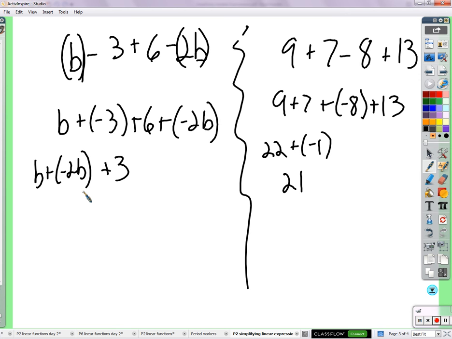What's b minus 2b? Negative 1b plus 3. Now, we can put b's together to get negative 1b? Yes. Why? They're the same thing. What are these? B's. What are these? B's. Can I put b's and b's together? Yes. Just like I can put stuffed animals together and play food together. Right? They're the same kind of thing.